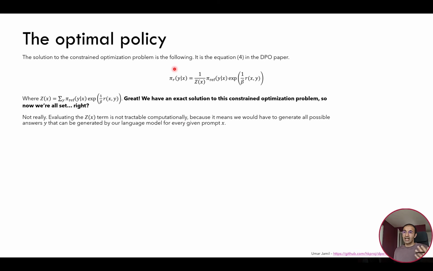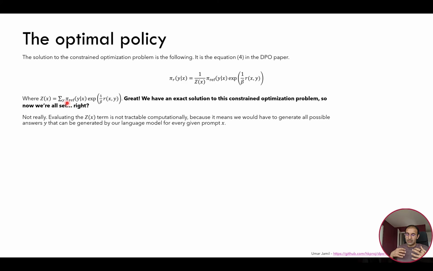Now you may be wondering, okay, great, we have an exact solution just like the parabola, so now we are all set, right? The problem is we have an exact solution, but it's not easy to compute. Mathematically it exists, it makes sense, but it's not easy to compute. Why? Because we have this Z(x) term here. If you look at how it's defined, it's the summation over all possible y's that are generated by the reference model.